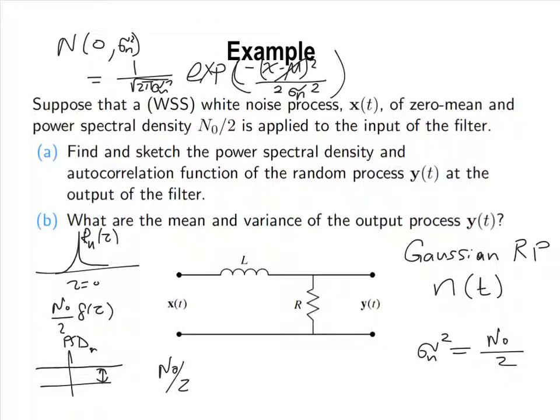So this value is actually equal to the variance of the noise. Here we are talking about the autocorrelation and power spectral density property of the random process. Here we are talking about the randomness of that random process. And the relation is that the variance of the randomness is equal to the power spectral density value, the constant power spectral density value.